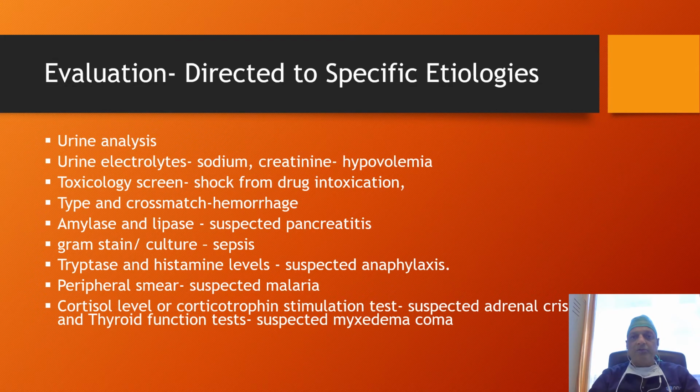Other lab evaluation directed towards specific etiologies may be done if required, and it includes urine analysis, urine sodium and creatinine for hypovolemia, toxicology screen if shock from drug intoxication is suspected, type and cross match of the blood if hemorrhage is the cause, amylase and lipase for suspected pancreatitis, gram stain and culture for sepsis, tryptase and histamine level for suspected anaphylaxis, peripheral smear for suspected malaria, cortisol level or corticotropin stimulation test for suspected adrenal crisis, and thyroid function test for suspected myxedema coma.